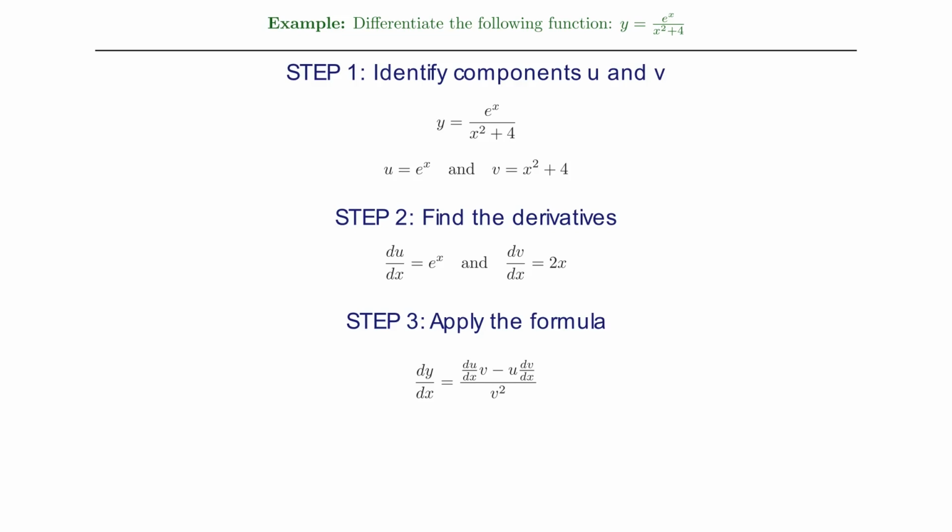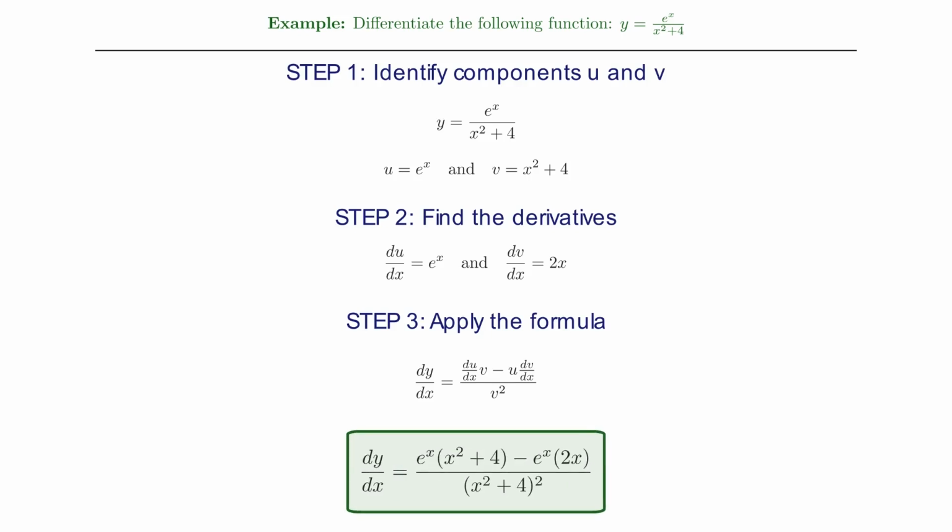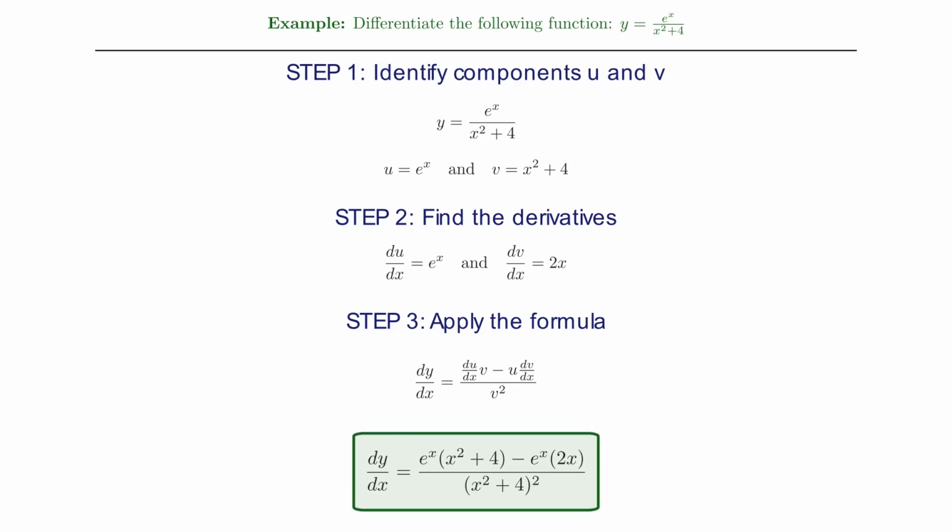This gives us dy by dx is equal to du dx, which is e to the x, multiplied by v, which is x squared plus 4, minus u, which is e to the x, times dv dx, which is 2x, all over v squared. Remember that v is x squared plus 4, so dy by dx is e to the x times x squared plus 4 minus e to the x times 2x, all over x squared plus 4 squared.